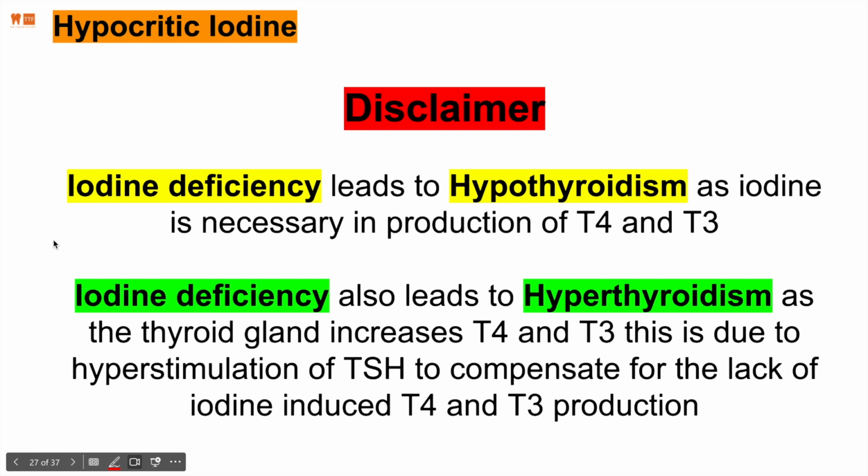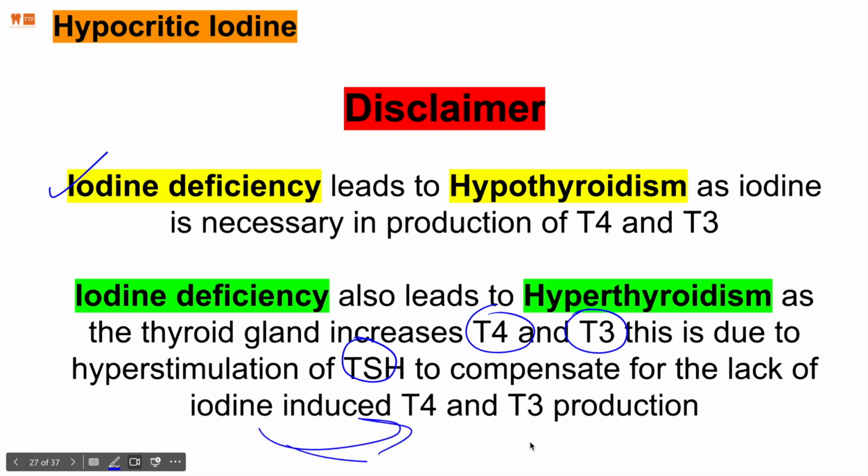Next, this is very important. I keep bringing this back because it's extremely important. It is a disclaimer, okay? Iodine deficiency leads to hypothyroidism because iodine is necessary for production of T4, T3. That's perfect. It makes sense. But for some mechanism of action, iodine deficiency also leads to hyperthyroidism as the thyroid gland increases the production of T3, T4. This is due to hyperstimulation of TSH to compensate for the lack of iodine.